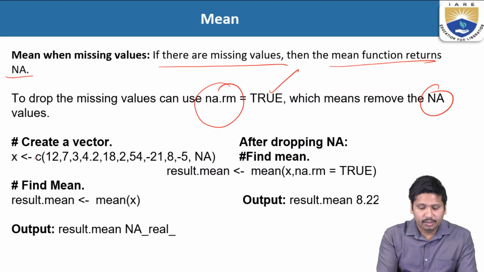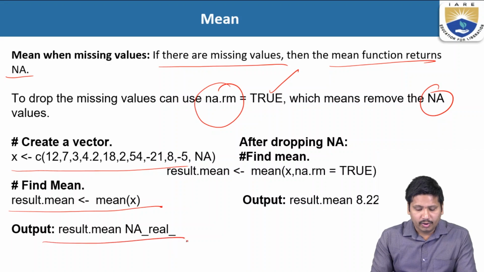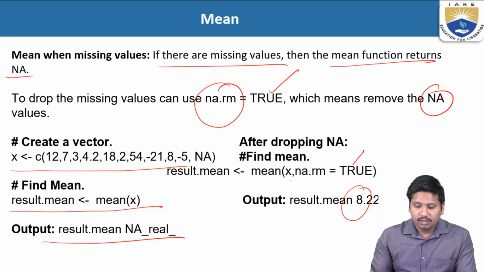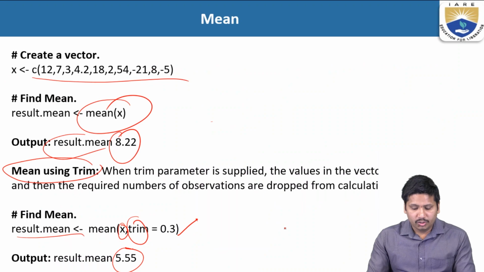So let's take an example like creating a vector, and then I'm going to calculate the mean and get the value. Similarly, after dropping NA by making it true, the result should be 8.22. So these are the extra variables and parameters that I'm going to consider for calculating the mean. I simply calculate the mean of x, or I can calculate the mean of x comma na.rm, and the next one is also trim.